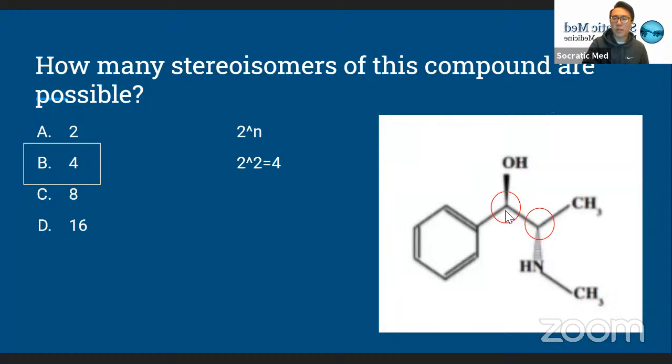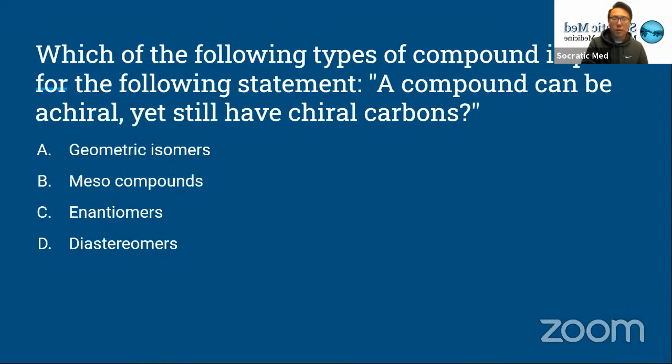This is because the 4 different stereoisomers can be the RR configuration, the SS configuration, the RS configuration, and then the SR configuration. Those are the 4 different stereoisomers for this compound. Any questions about this problem? Okay. All right, if no one has any questions, here's another problem.